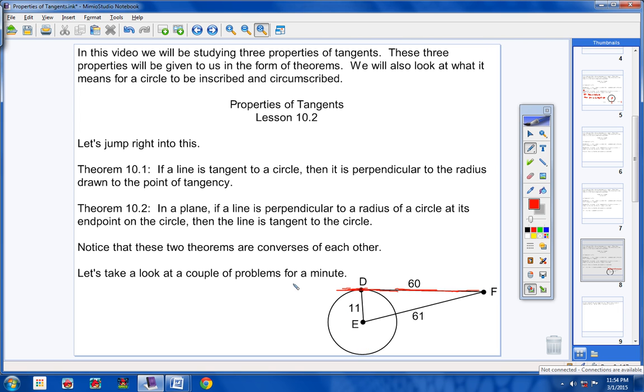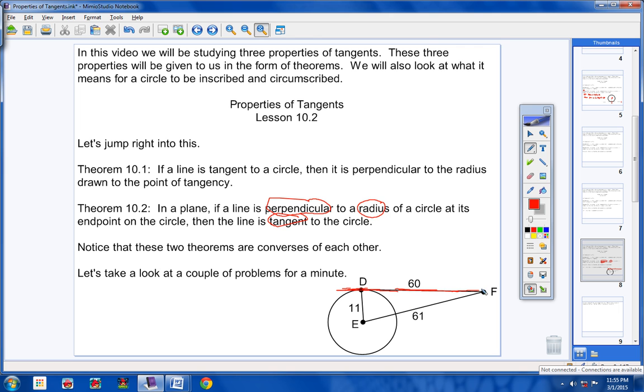So copy this down. I'm going to wait just another minute. Students, go ahead and copy the circle, these numbers, the triangle, and then write the question. How do we know that DF is tangent to circle E? I know it looks like it, but how do we know that it is? Okay, here we go. Well, remember the two theorems we just looked at, okay? If a line is what? Perpendicular to the radius, then I know the line is tangent.